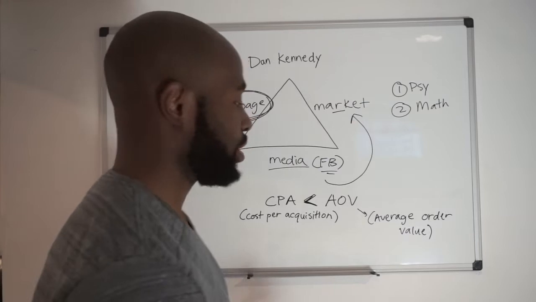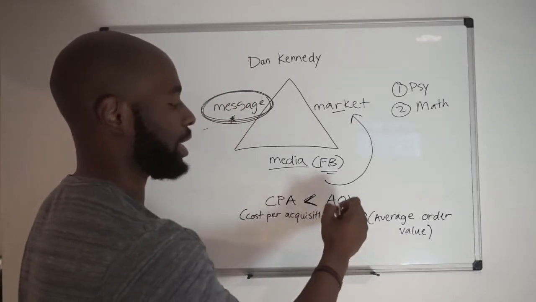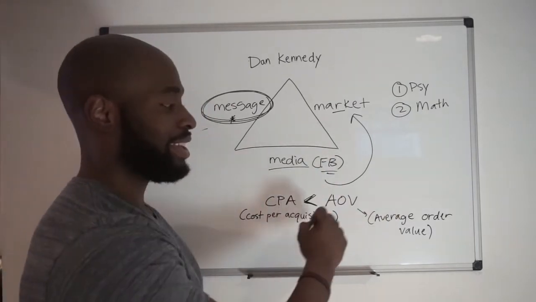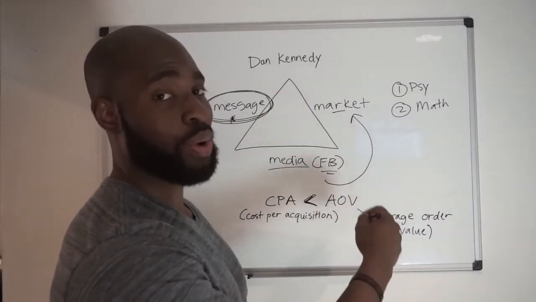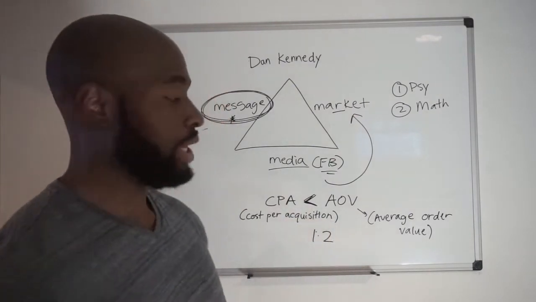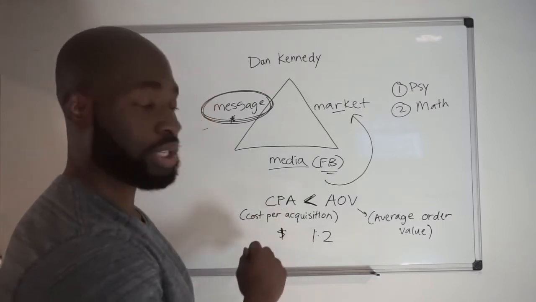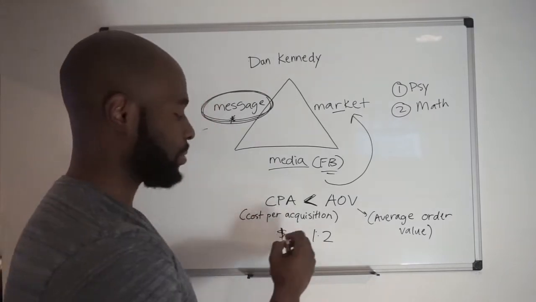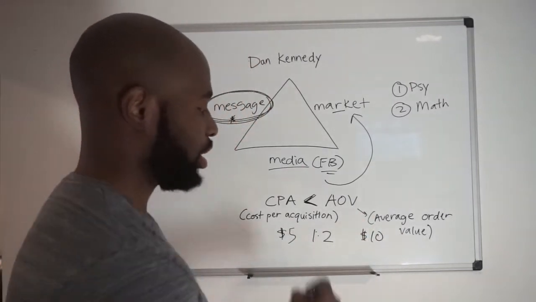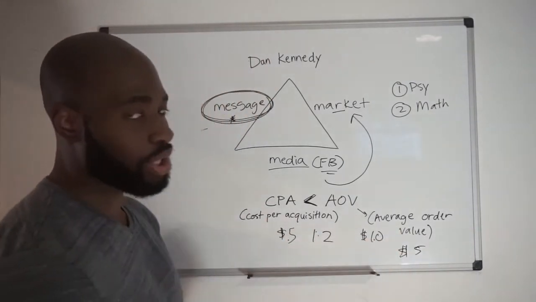So in layman's terms, when you're running Facebook advertising or any advertising in general, you want to make sure that the amount you're spending to acquire a customer is less than the amount you make when you actually sell your product. And you want this to be at a 1-to-2 ratio, okay? Meaning, if it costs you $5 to acquire a person to buy something, and when they buy something that's worth $10, you've made $5 in profit, right? 1-to-2 ratio. And you could use this for anything.